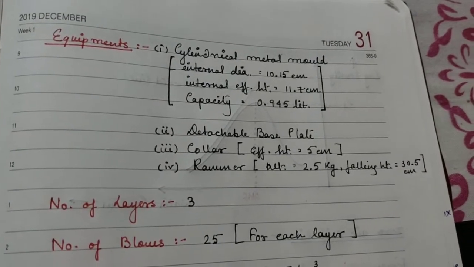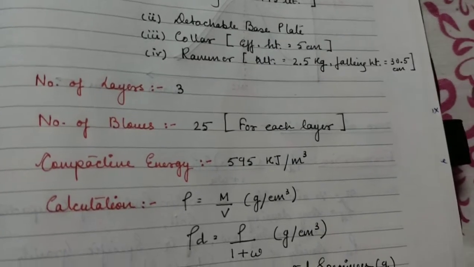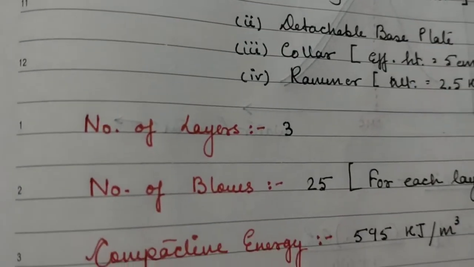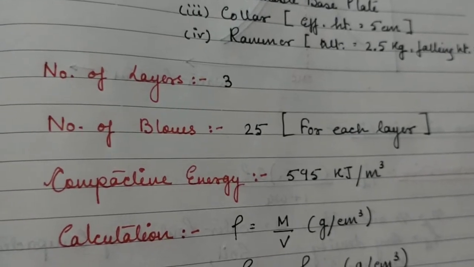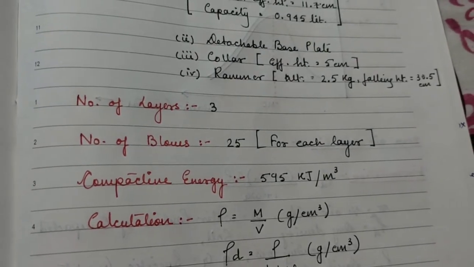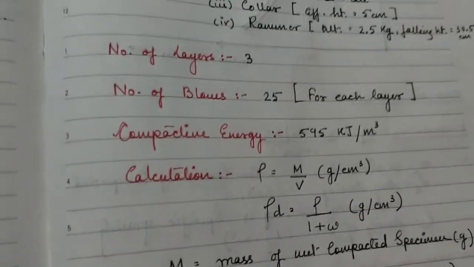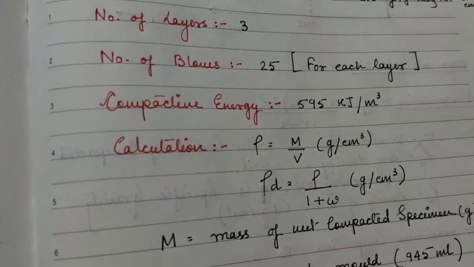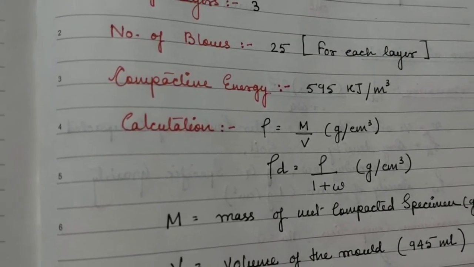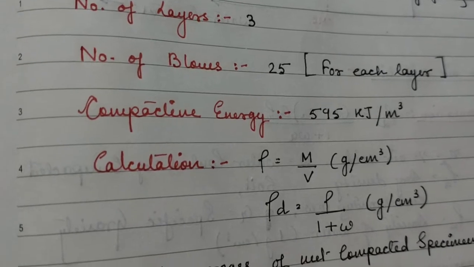The test consists of compacting the soil at various water contents in the mold in 3 equal layers, each layer being given 25 blows with the help of a rammer which is dropped from a height of 30.5 centimeter. The dry density obtained in each test is determined by knowing the mass of the compacted soil and its water content. The compactive energy used for this test is 595 kJ per meter cube.